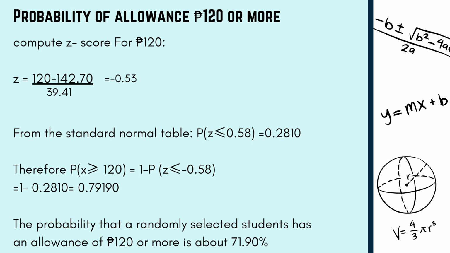And step 3, calculate the chance for 120 or more. Total chance is 100% or 1.0. We subtract the percentage we found. 100% minus 28.10% is equal to 71.90%. And the final answer is there is a 71.90% chance that a randomly selected student has an allowance of 120 pesos or more.